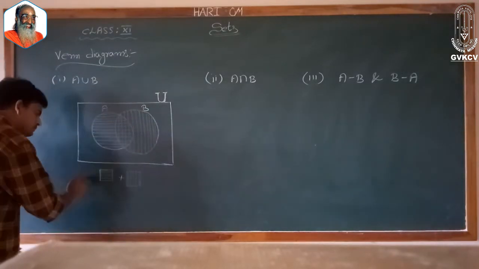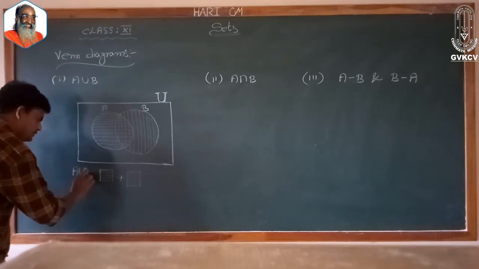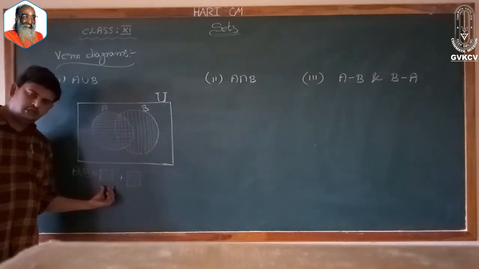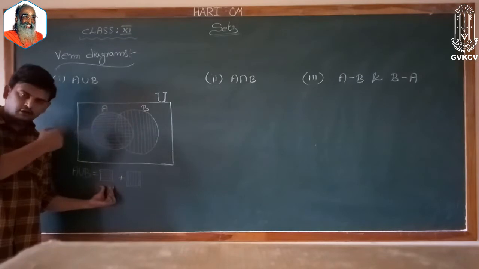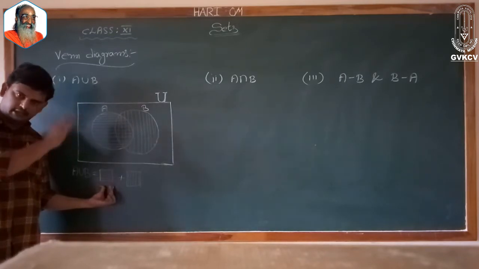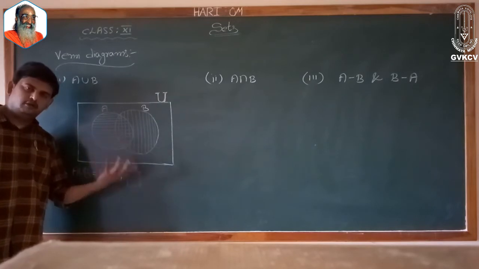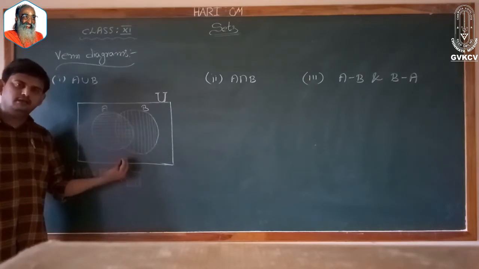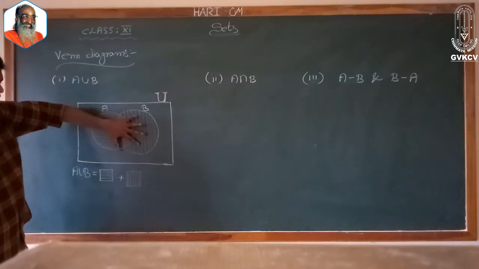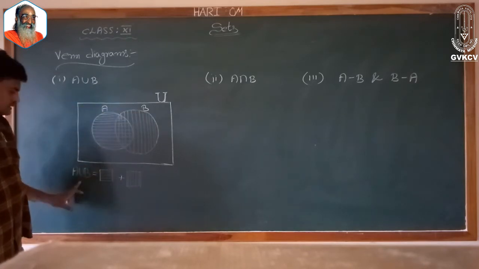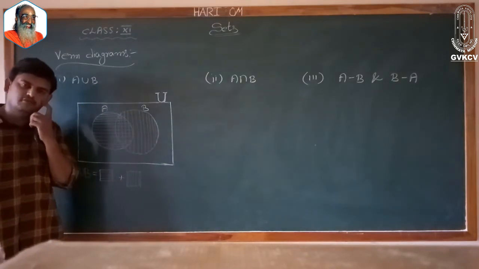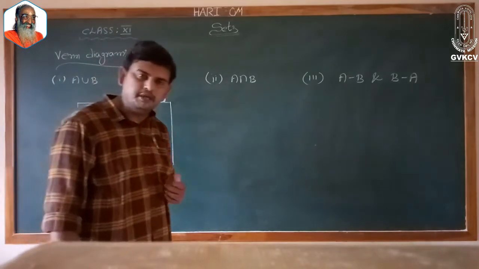A union B is equal to wherever the horizontal lines are, that entire portion, plus wherever the vertical lines are, that entire portion. Indirectly, this total area is nothing but the Venn diagram for A union B.